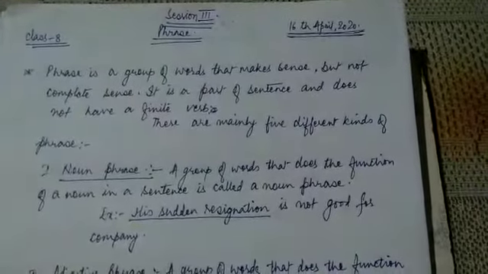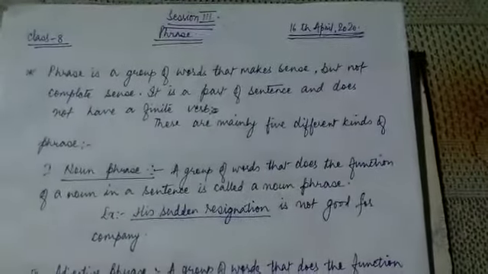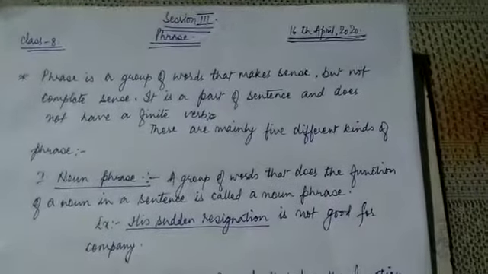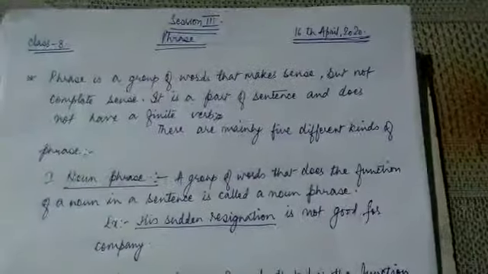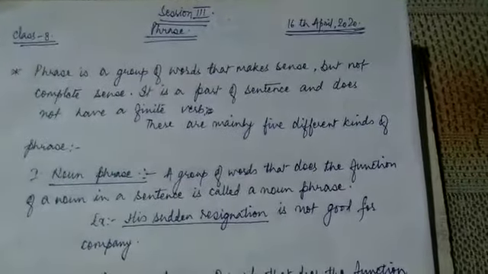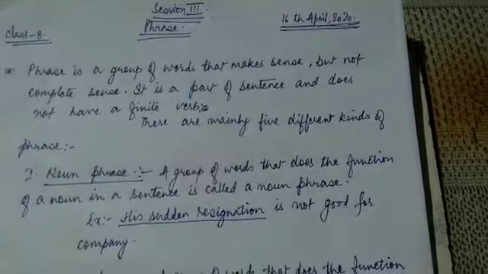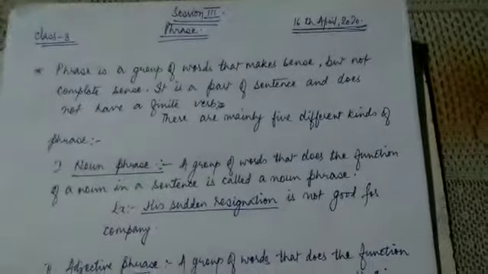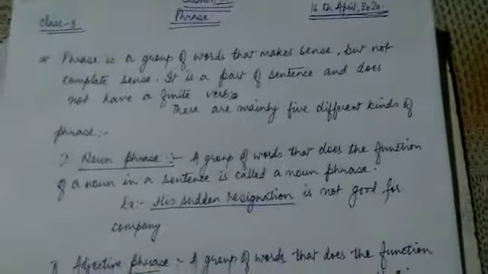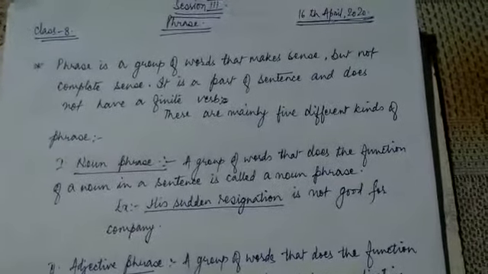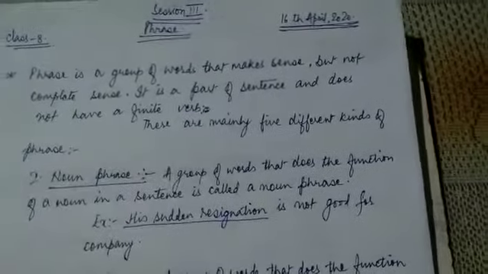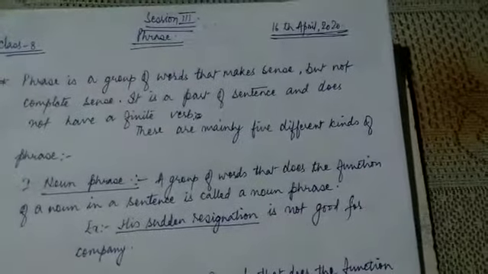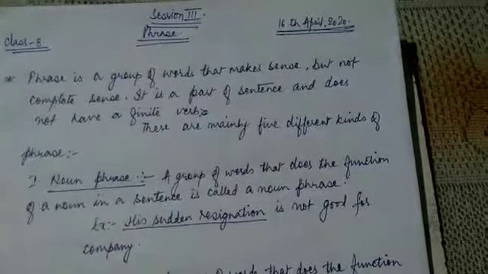Although most of you have already studied in class 7th what a sentence is, and you have also studied some part of phrase as well, I am going to repeat myself. I am going to start it afresh. A phrase is a group of words that makes sense but not complete sense. It is a part of a sentence and does not have a finite verb.